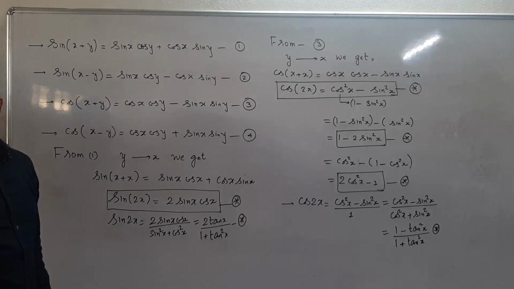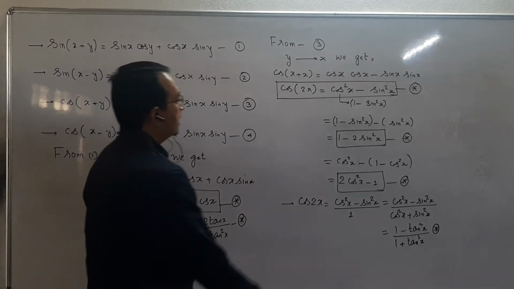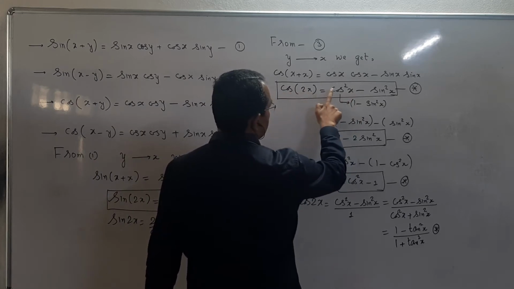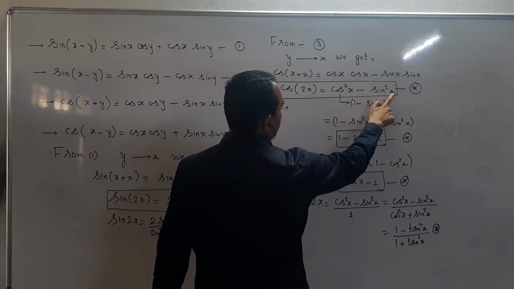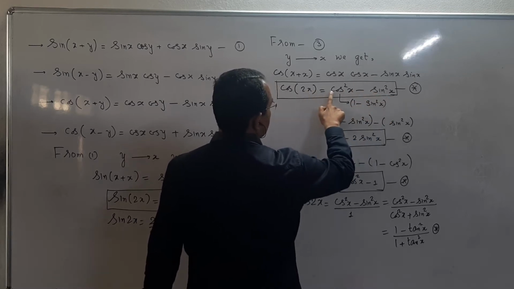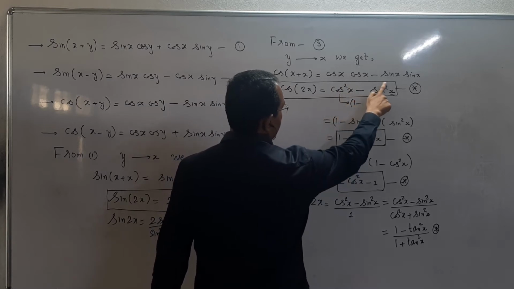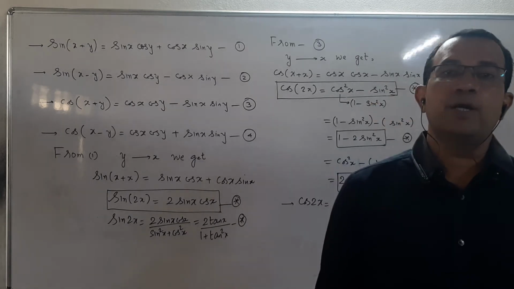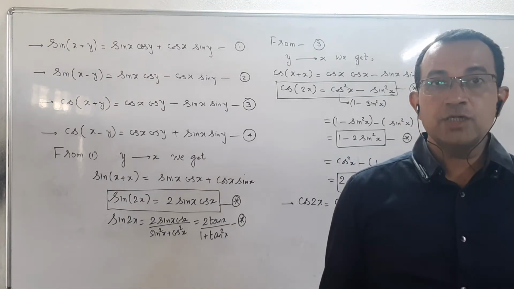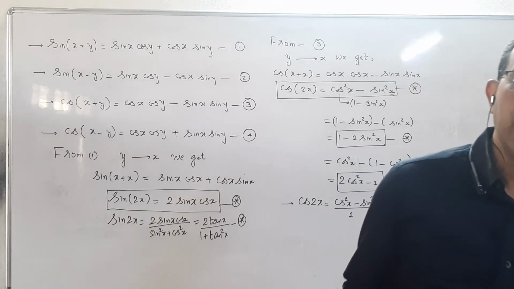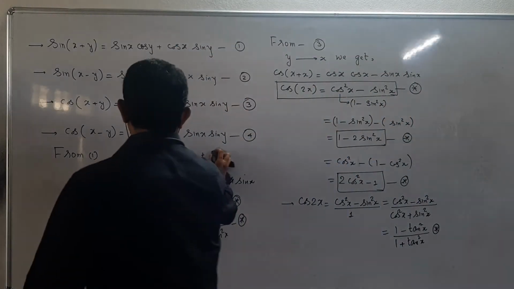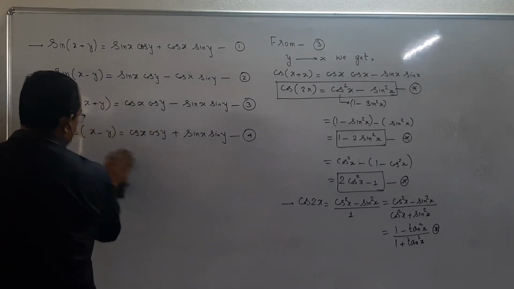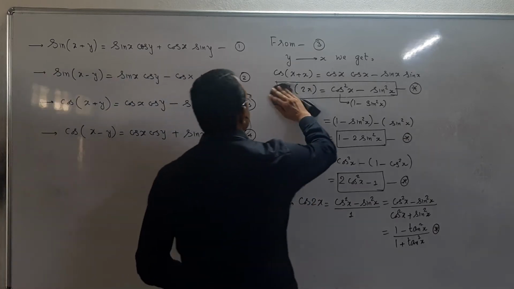Whatever angle is there on the left, check here the angle is twice x, so half will be x. Suppose this was cos 4x, then this would be cos square 2x minus sin square 2x. Suppose this is x, then this would be cos square x by 2 minus sin square x by 2. That always you should remember. The relation between angles, students, you have to remember. So these formulas, students, you have to perfectly memorize and understand.